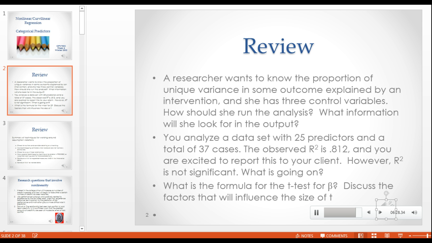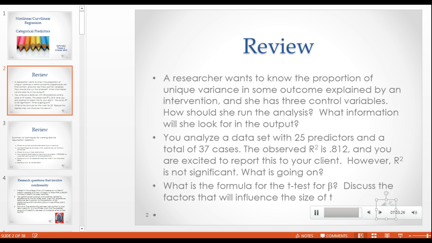The point is that the N-to-K ratio needs to be appropriate in order to do the analysis. And again, if it's not, the adjusted R-squared and the observed R-squared will be very far apart, and the observed one is not to be trusted in that case. Finally, what is the formula for the t-test for the beta? The t-test for the beta is beta itself over the standard error of beta. And the factors that influence this, of course, we would want the numerator to be very large, or the beta to be large, and we want the standard error to be small.